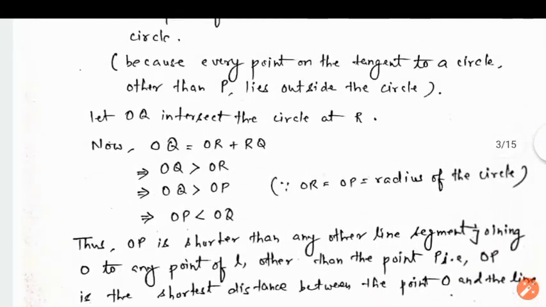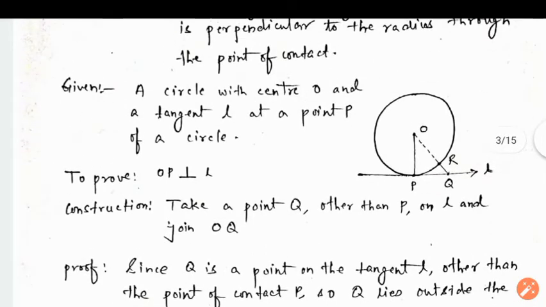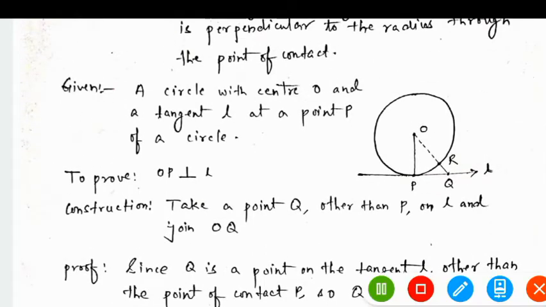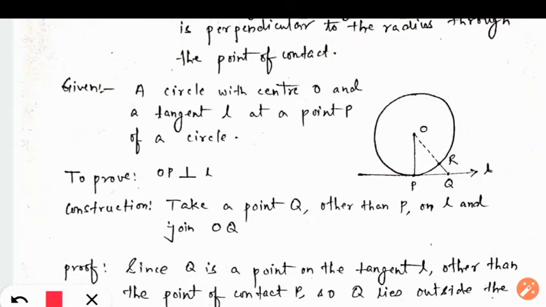So according to the question, what is given? From the point of contact, one point is Q on the tangent, right? So the length of the tangent is given. That means PQ is given, and the distance of Q from the center, that means OQ, is given. And what are we required to find? We are required to find OP, that is the radius of the circle.